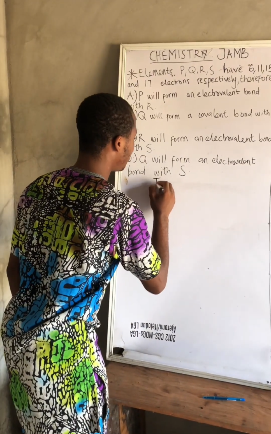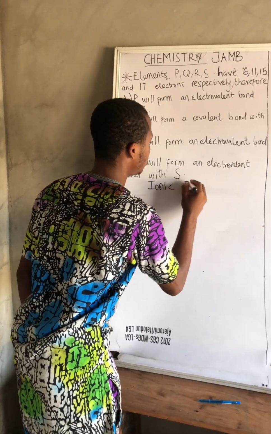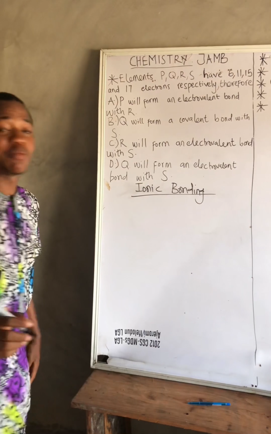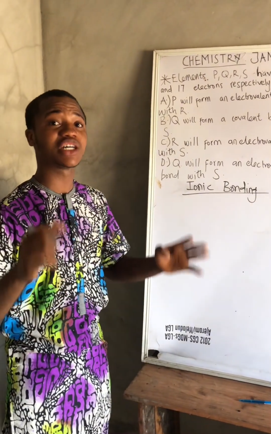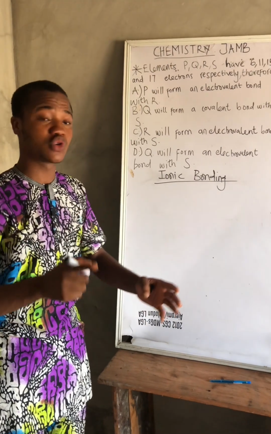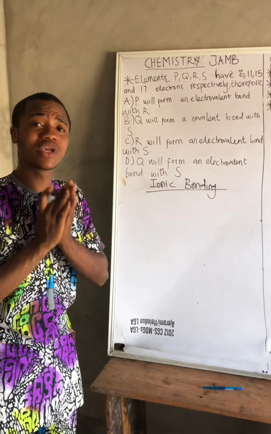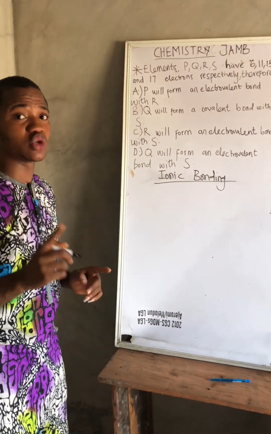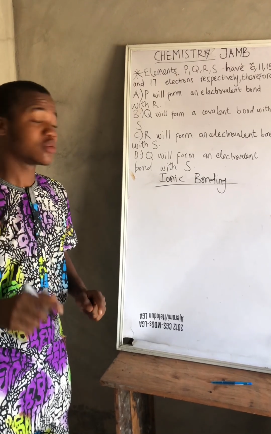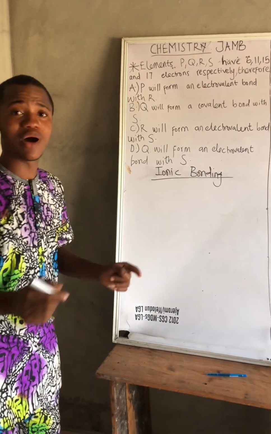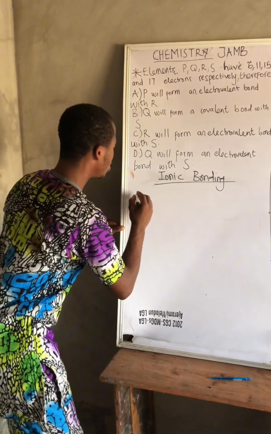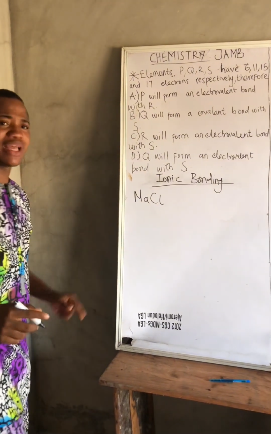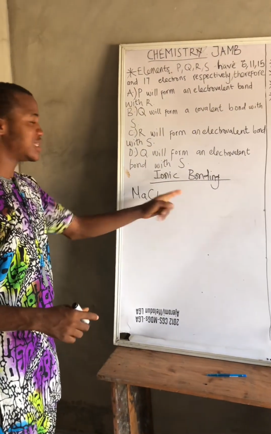Let me start with ionic bonding. Ionic bonding is a type of bonding whereby an atom completely transfers an electron or electrons to another atom so as to get stability. I hope you are following me. Getting stability is the main function of chemical bonding. An example of a compound that exhibits ionic bonding is sodium chloride. Let me explain why sodium chloride exhibits ionic bonding.